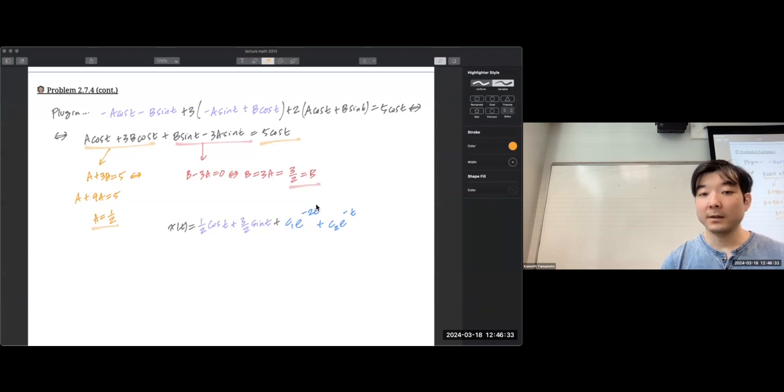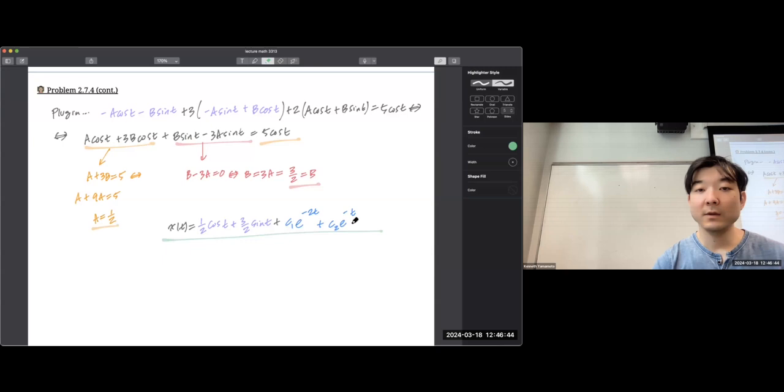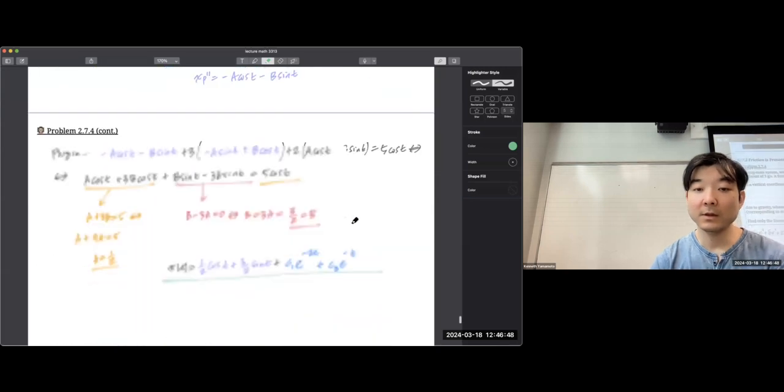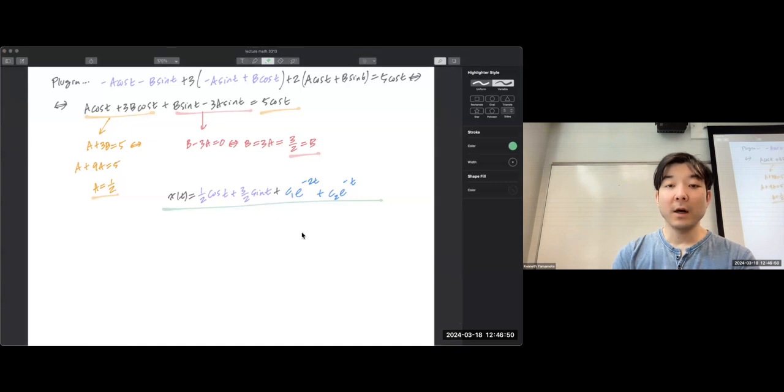And let's just take this, say this is what it is. Does it give you initial conditions? It doesn't give you any initial conditions. So this is your general solution.